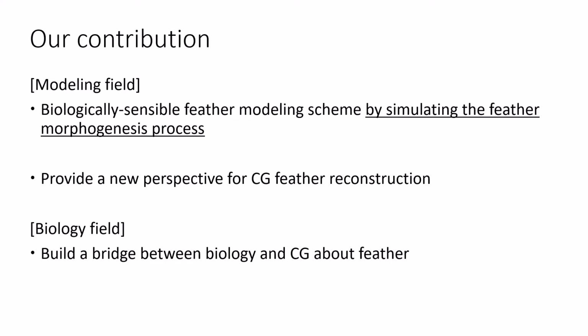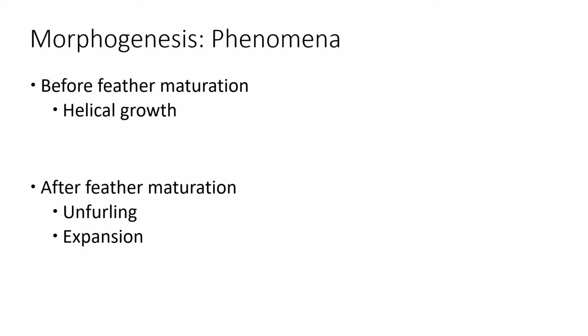This correlation can further help us to discuss more difficult topics like feather physical simulation or feather pigmentation. We also hope to help biologists test their theories, assist their prediction, and become a tool for their data simulation. For feather morphogenesis, we will discuss three phenomena: the helical growth before feather maturation, and the unfurling and expansion after feather maturation.